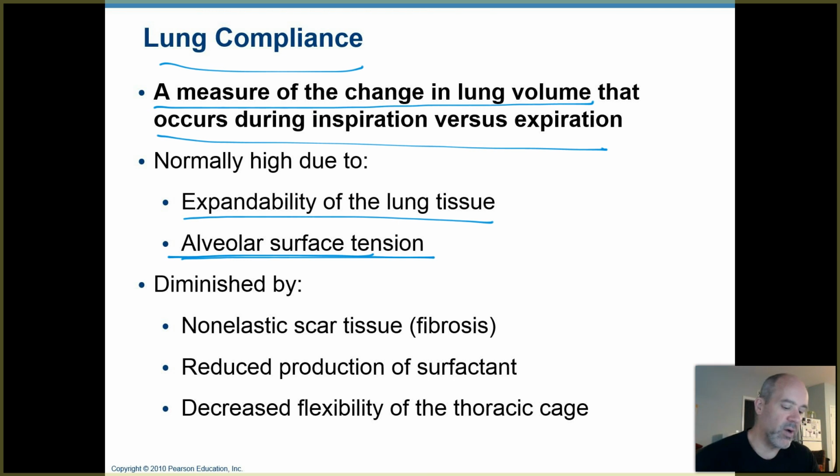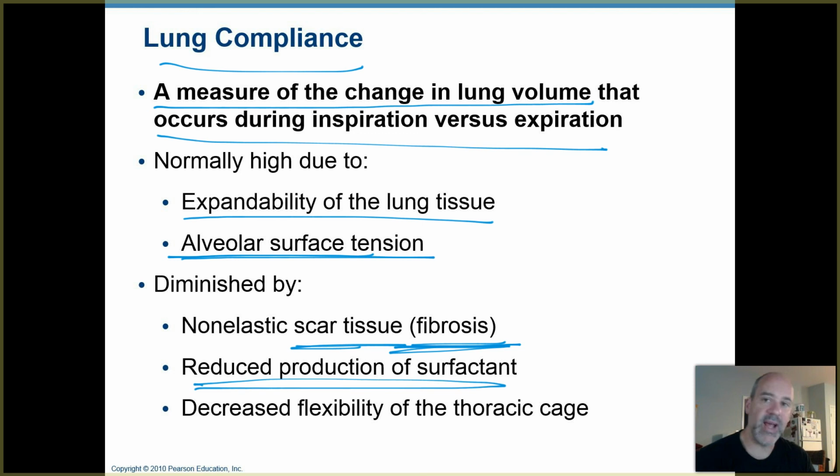But then there are disease states that cause lung compliance to get worse. Fibrosis refers to replacement of expandable lung tissues with scar tissue that has a lot of fibers in it, so it's just not as expandable and not as reboundable. Or if you have reduced production of surfactants, you might wind up with alveoli that stay almost completely collapsed or completely collapsed all the time.